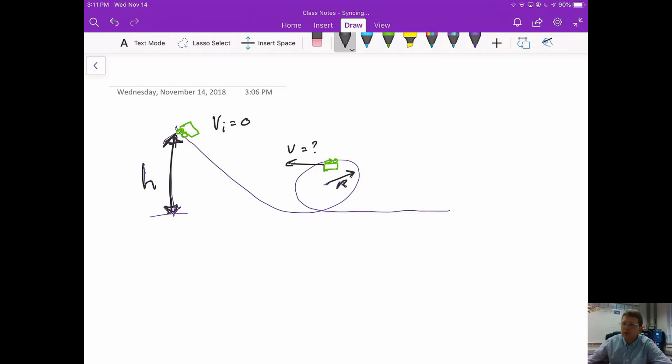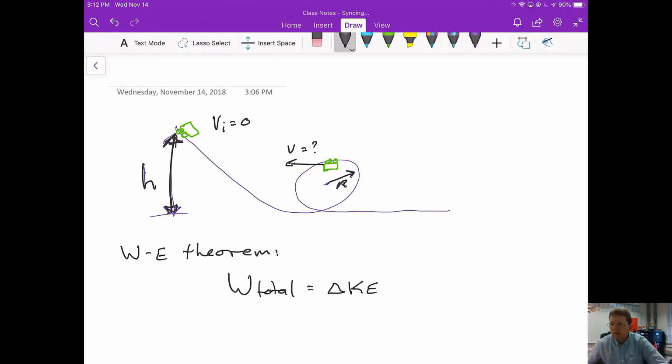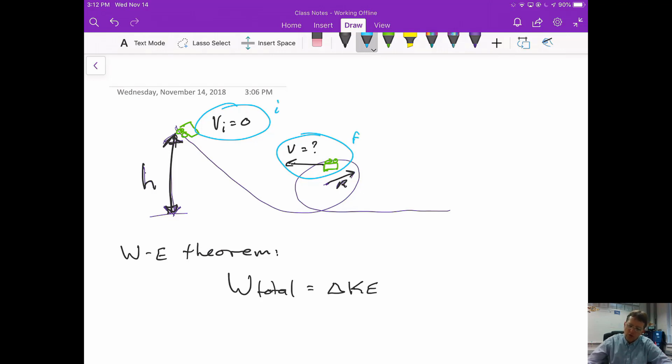We need to first start by writing down the work energy theorem. The work energy theorem: work total equals change in kinetic energy. When we are doing work energy problems, we are talking about going from some initial position to some final position. In this case, our initial position is at the top of the hill where our initial velocity is 0, and our final position is at the top of the loop where we are trying to determine our unknown velocity. So this is our initial position and this is our final position. So we're asking what is the total work done going from initial to final.